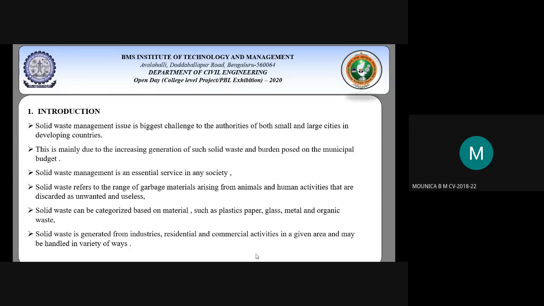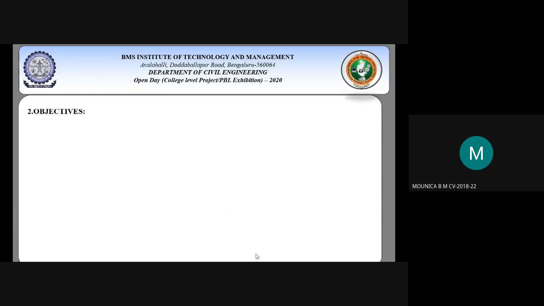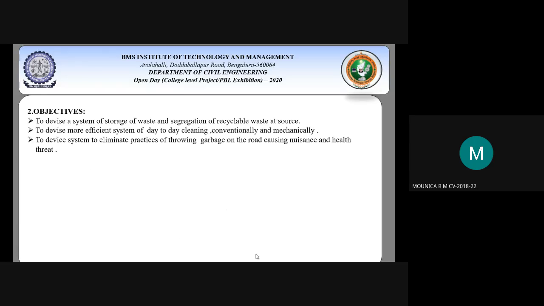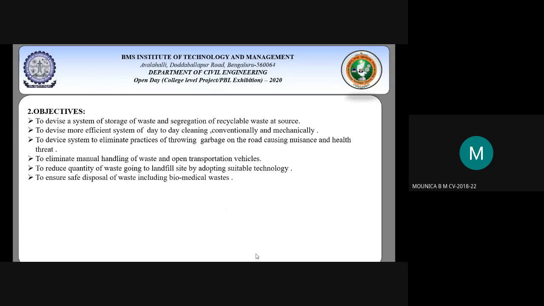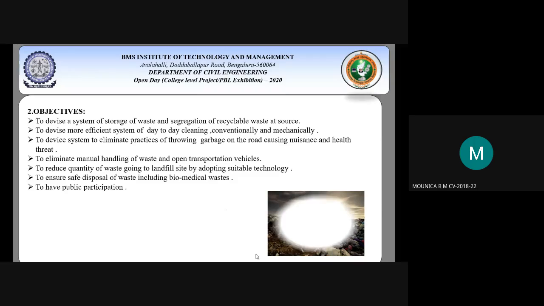Objective of our project. The objective of solid waste management is to devise a system of storage of waste and segregation of recyclable waste at source. Recyclable material we should recycle at the primary stage itself. To be more efficient, we should clean daily in both conventional and mechanical ways. Throwing waste on the roads causes many environmental and health issues for living beings in the world.